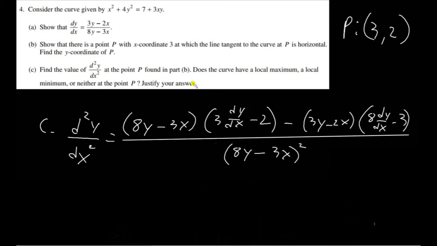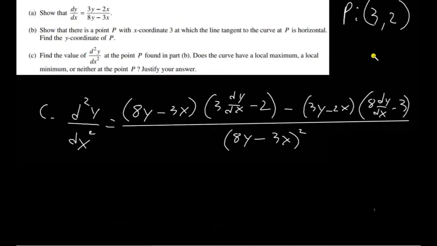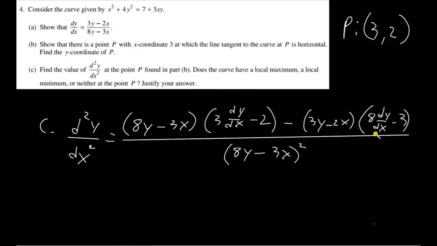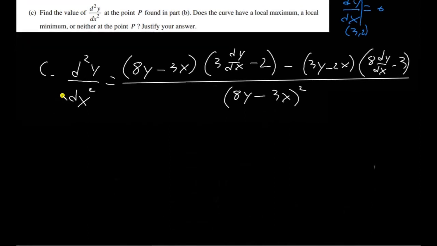And now to figure out what the derivative is at point (3, 2), we need to plug in 3, 2 into here. One thing to notice to make this problem slightly more manageable: remember that at point (3, 2), the derivative is 0, right? That was what we wanted to do with point P. We wanted to find out where the derivative is 0. So whenever we see a dy dx, we can replace it with 0. I'll write that down: dy dx equals 0 when we're at the point (3, 2). Okay? So let's plug in some numbers.